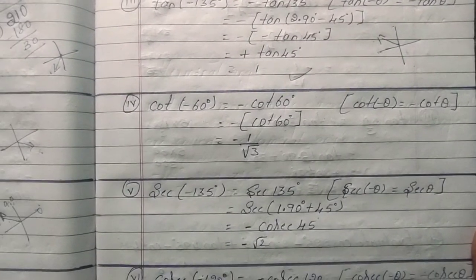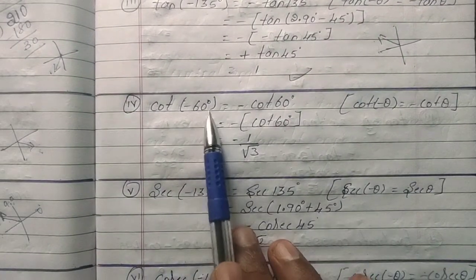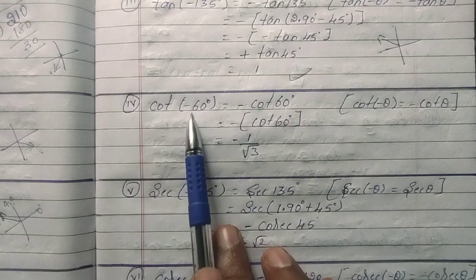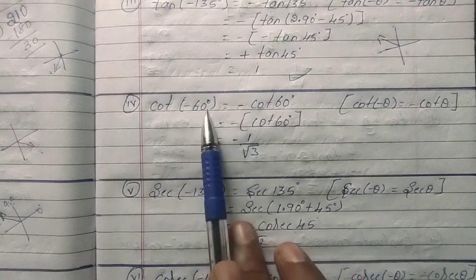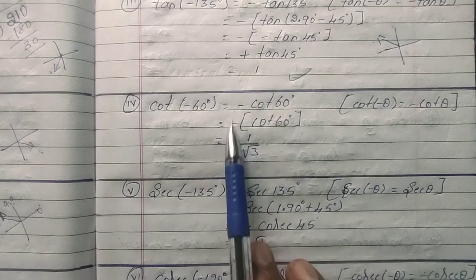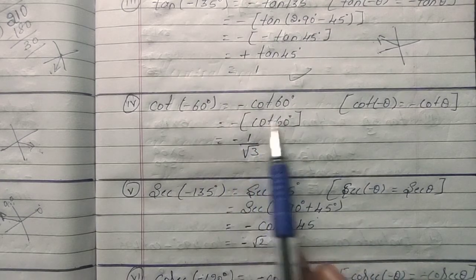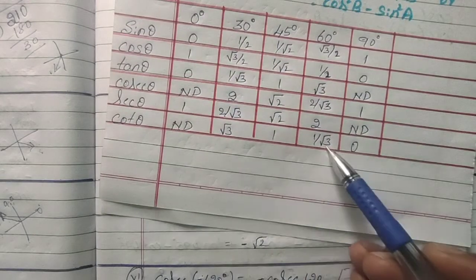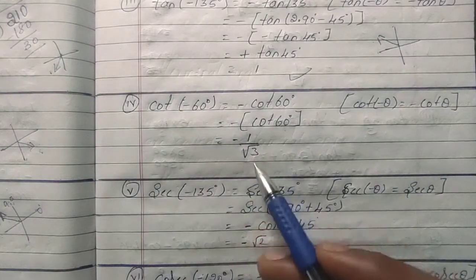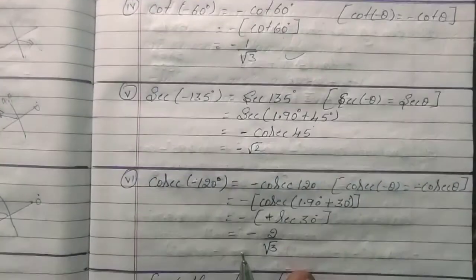Now cot of minus theta. See tan, cot, sine, cosecant: when theta is negative, the answer is negative. So minus cot 60 as it is. So minus as it is. Cot 60 value we know directly, we can apply that. What is cot 60? 1 by root 3. Therefore minus 1 by root 3. Next question.